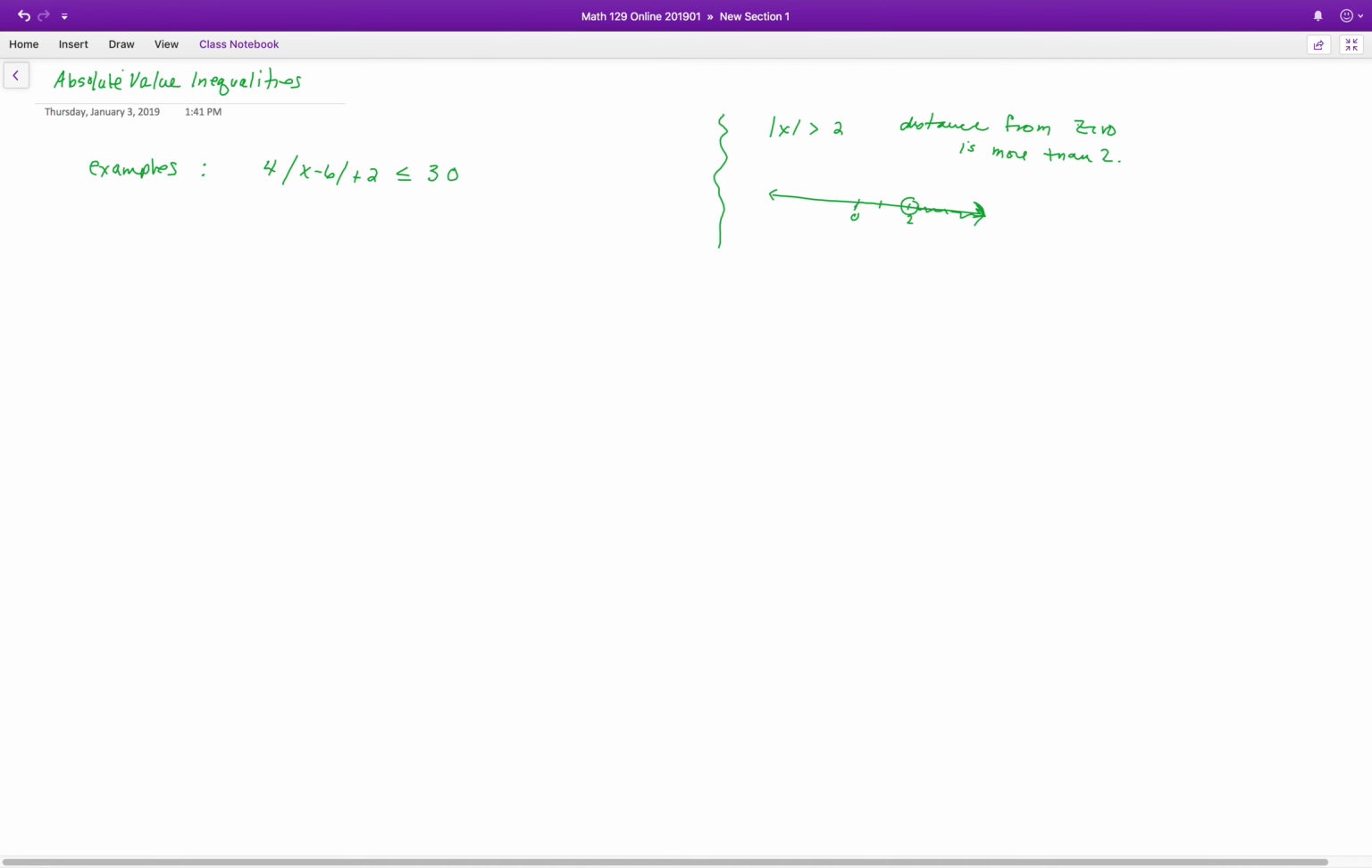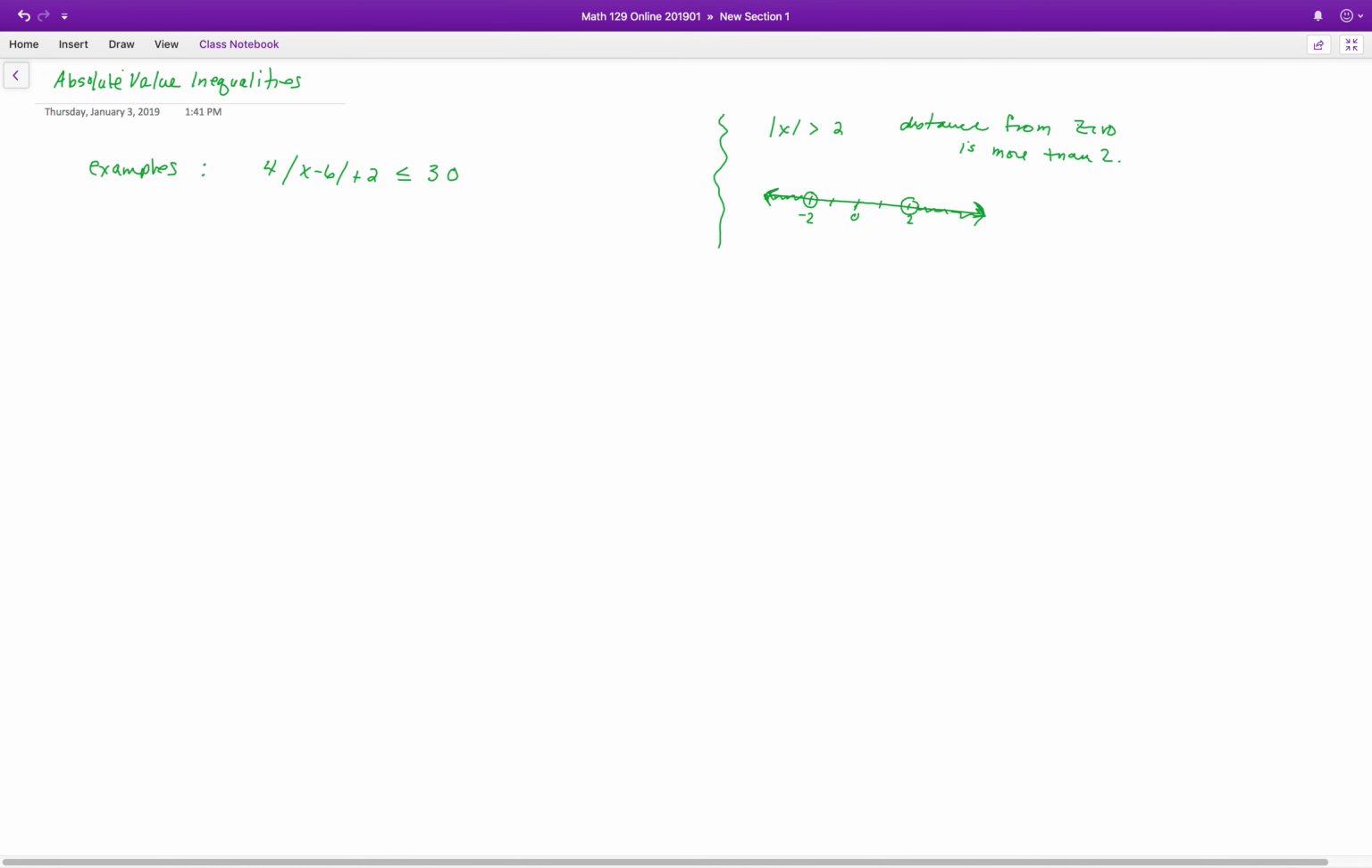Since we're talking about a distance, it could be in either direction. So that would also include numbers like -3, -4, -5, and so on. All of those numbers would represent distances that are more than 2 units away from 0 on the number line. And that's what this means. So the absolute value of an expression is greater than 2 looks something like this when you graph it.